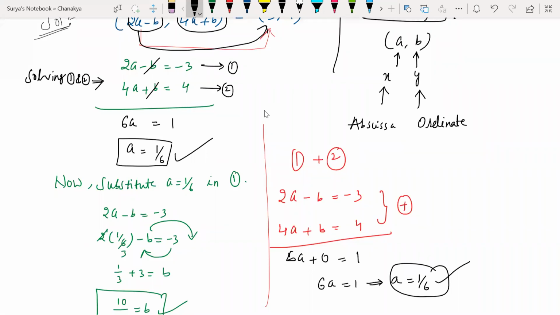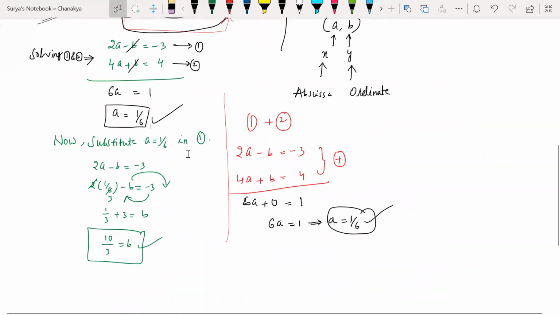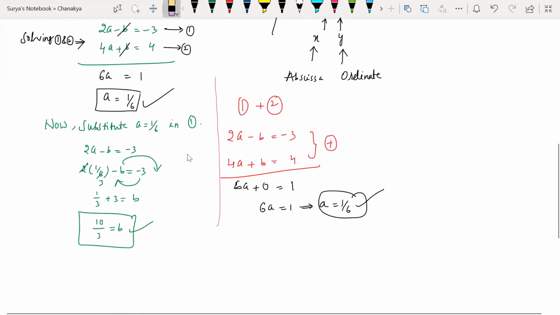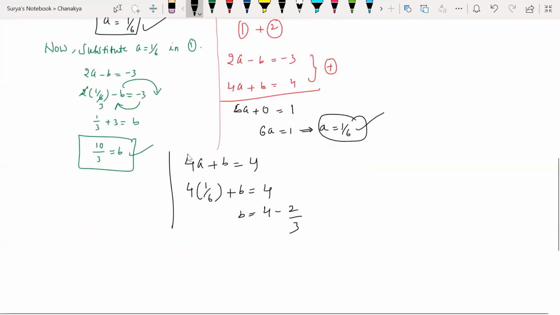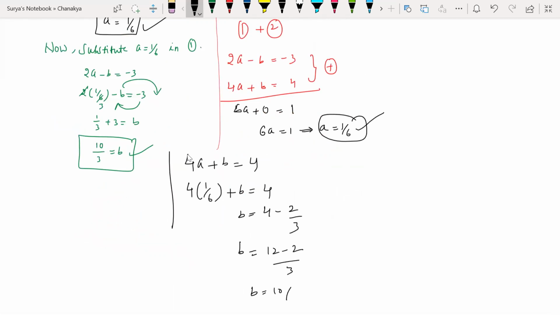Sir, if you substitute the value of 1 by 6 in equation 4, then you are getting b as 6, sir. Like 4 into 1 by 6 plus b is equal to 4. One second. Let us check. Is it so? So 4a plus b is equal to 4. The a value I got here is 1 by 6, so 2 by 3 plus b is equal to 4. So b is equal to 4 minus 2 by 3, which is 12 minus 2 by 3. B is equal to 10 by 3.